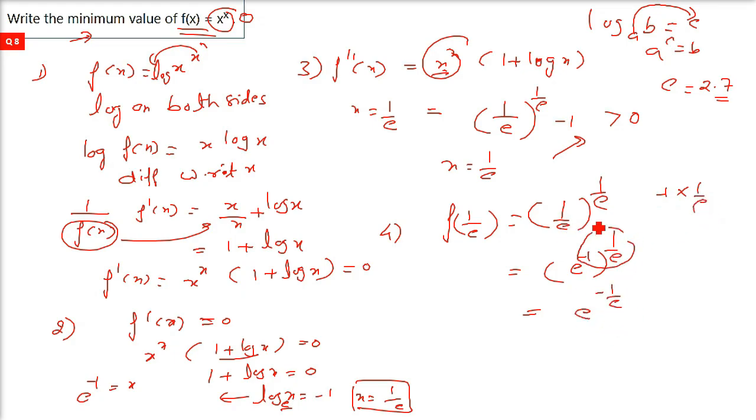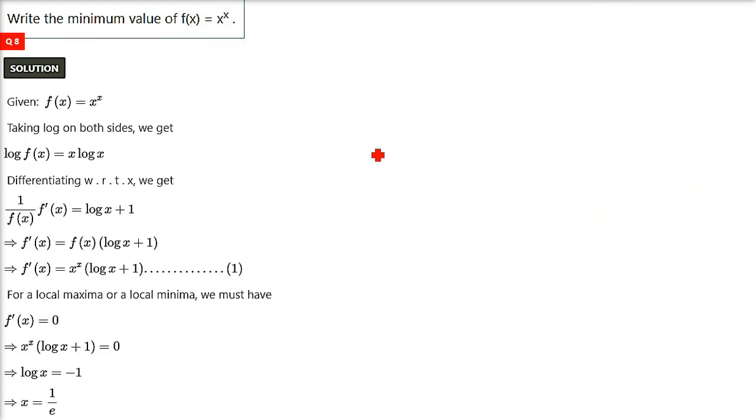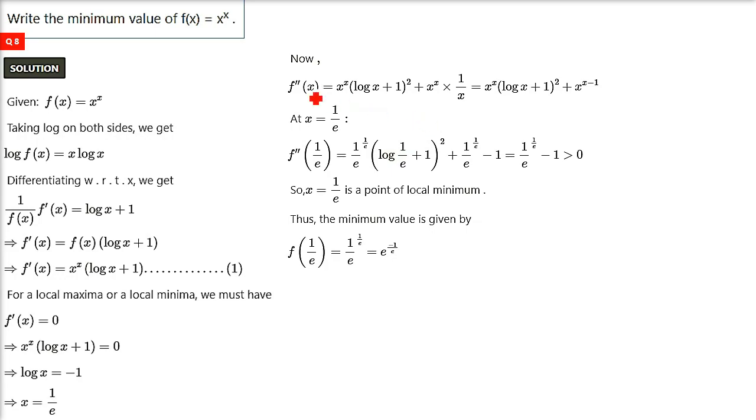So e raised minus 1 into 1 by e is e raised minus 1 by e. And this is how we prove it. So the final result is this one. The only thing which I have not completed is the double differentiation. But differentiation, if you have done already, you know how to do it. But the final thing is e raised minus 1 by e.